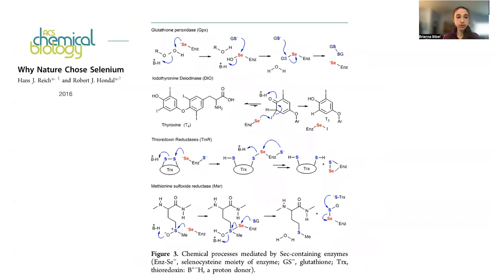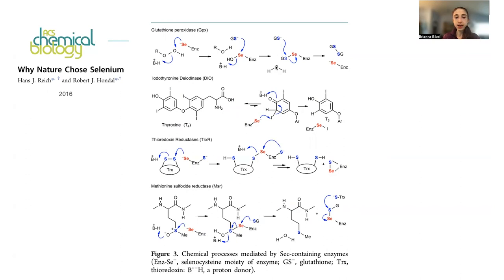This is a really great review article on some of the different uses for selenoproteins and some of what makes selenium really good. It gets really into the details about various things, and I highly recommend it if you want to go deeper. But here are just some examples of how it can act in reactions. We talked about those four main groups: glutathione peroxidase, iodothyronine deiodinase, thioredoxin reductases, and methionine sulfoxide reductase. Note that some of these are families of enzymes and not all of them use selenoproteins, or these are selenoproteins. But this is the one we just looked at, glutathione peroxidase.